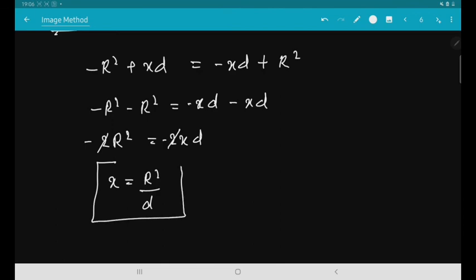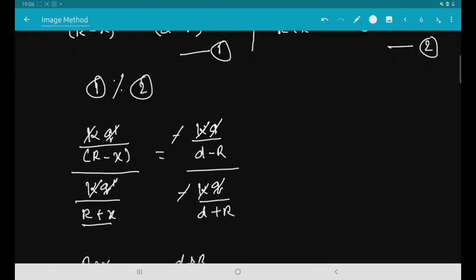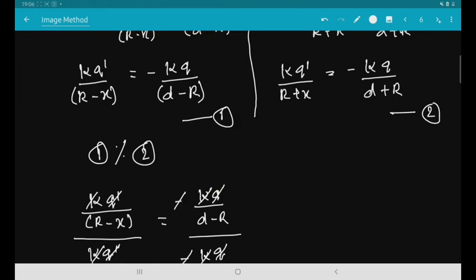Now this is an important equation. This will tell us where to place this image charge. Now we will be putting this value in one of these equations to find the magnitude of the charge. Now let us see which equation we can put. We had this first equation. We'll put the value in the first equation.